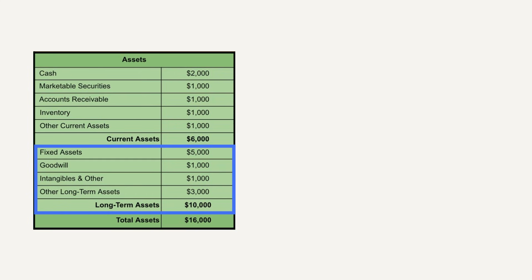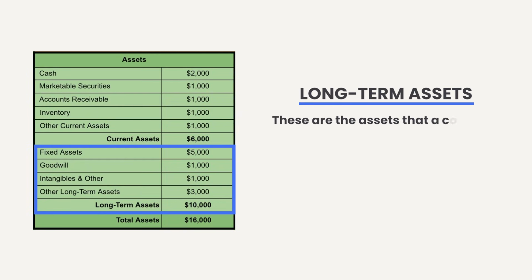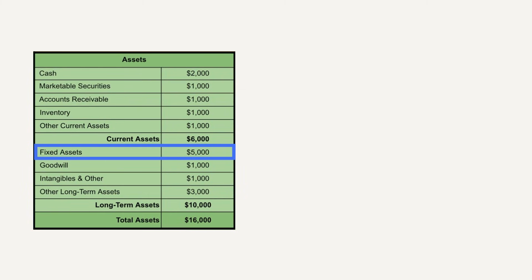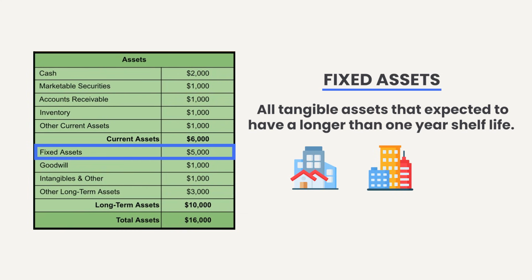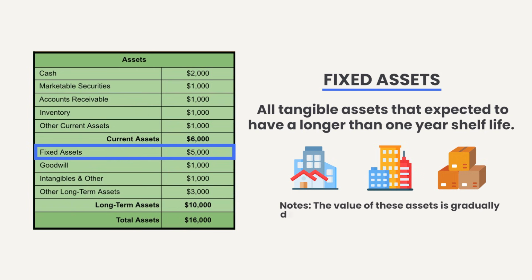That brings us to our second major subcategory called long-term assets. These are the assets that a company expects to benefit the company for longer than 1 year. The top item here is called fixed assets, which are all tangible assets that are expected to have a longer than 1 year shelf life. This includes real estate, buildings, and equipment. Please note that the value of these assets are gradually depreciated or written down over time as their value declines due to wear and tear. They are listed on the balance sheet at their current market value.